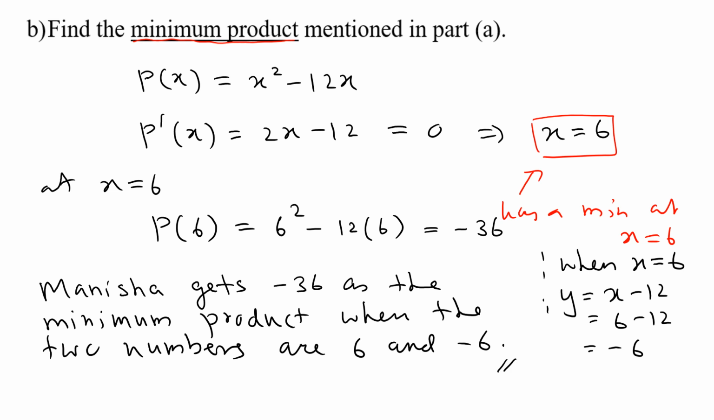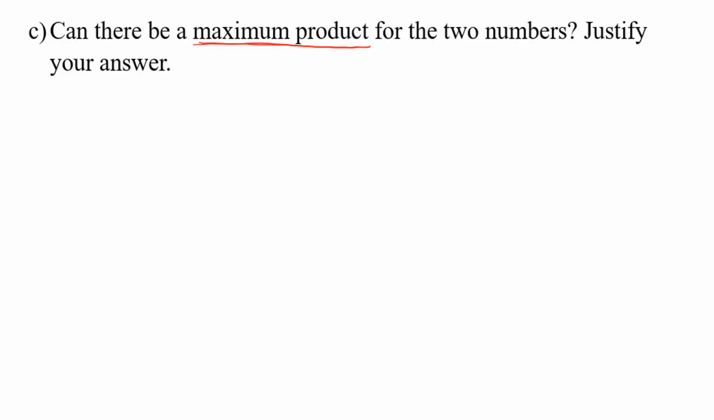So let's go to the next part. Part C is asking, can there be a maximum product for the two numbers? We know that there's a minimum product, but can there be a maximum product? From the graph it's clear that there's no maximum product, but how can we prove something like that using calculus? That's the idea here. So let's look at the problem.